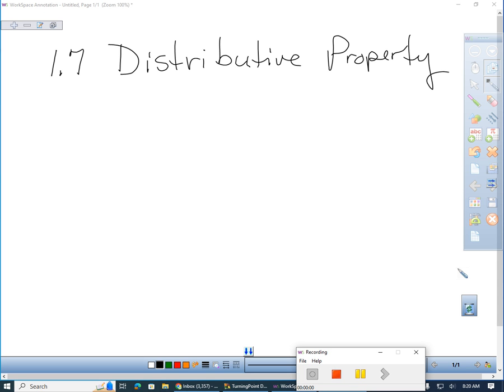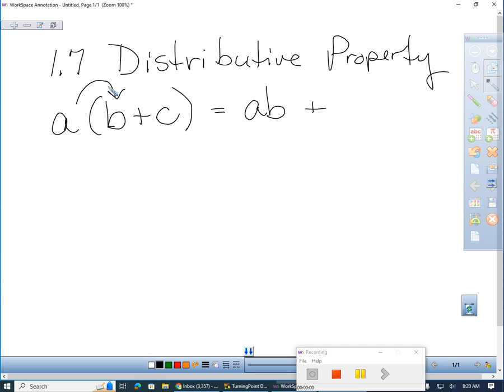So first thing is, let's write down what the distributive property is. If I have something in front of a parenthesis, and inside the parenthesis I have b plus c, to get rid of that parenthesis, we're going to multiply everything inside the parenthesis by what's in front. So a times b plus a times c. That is what the property actually is. It's to get rid of the parentheses.